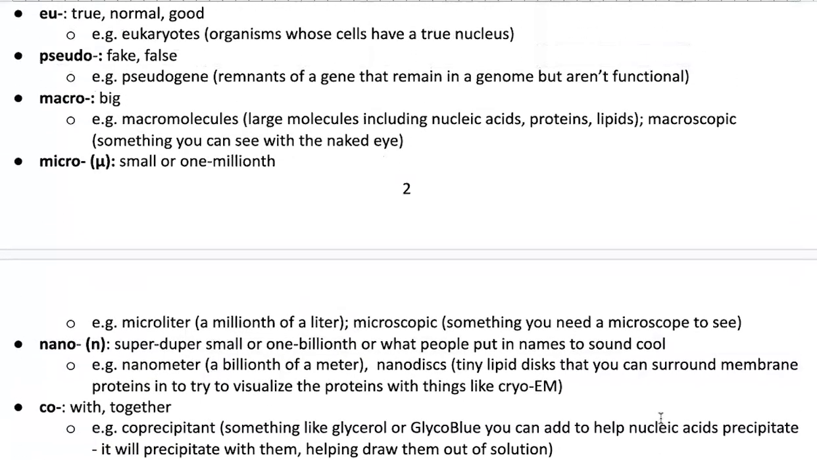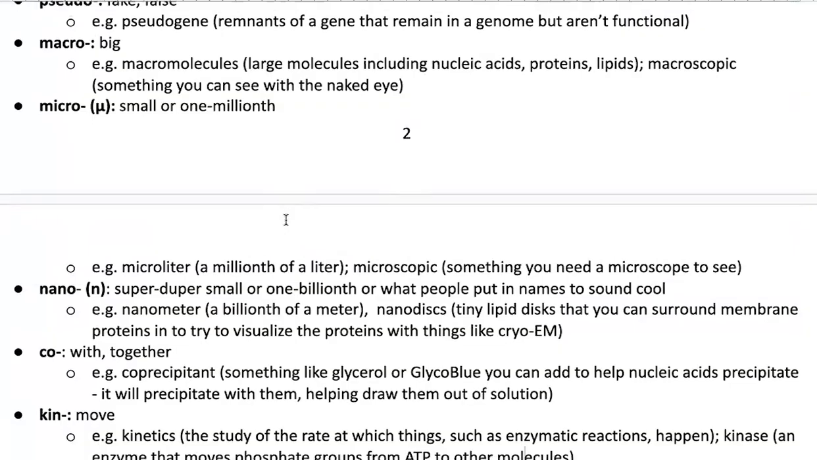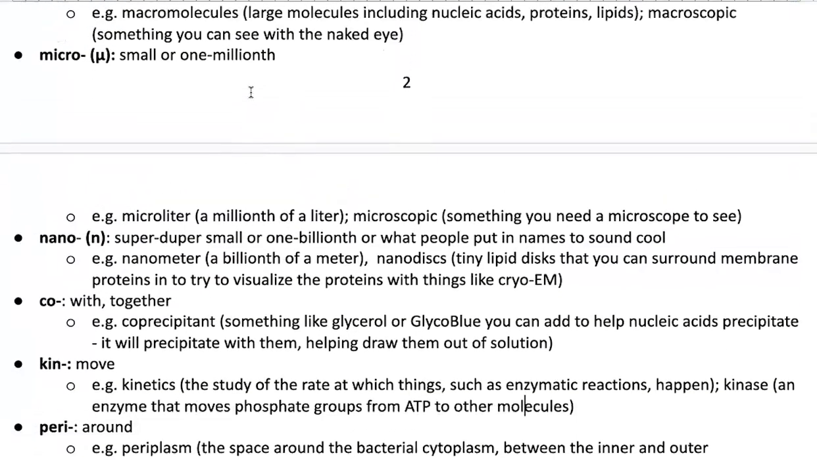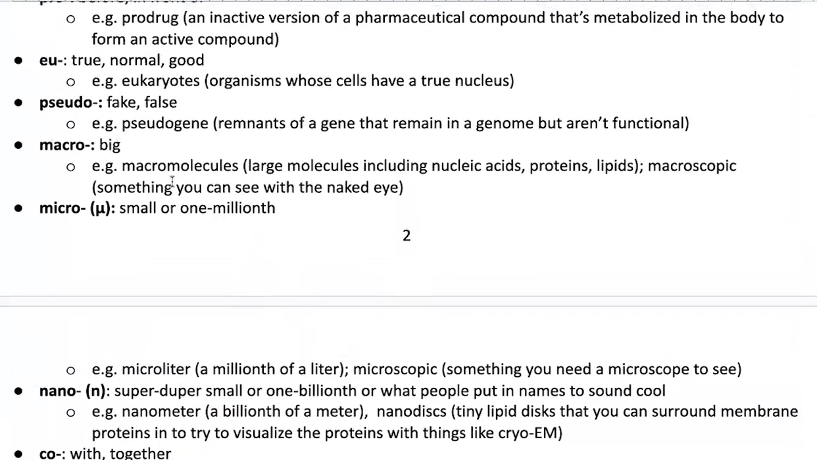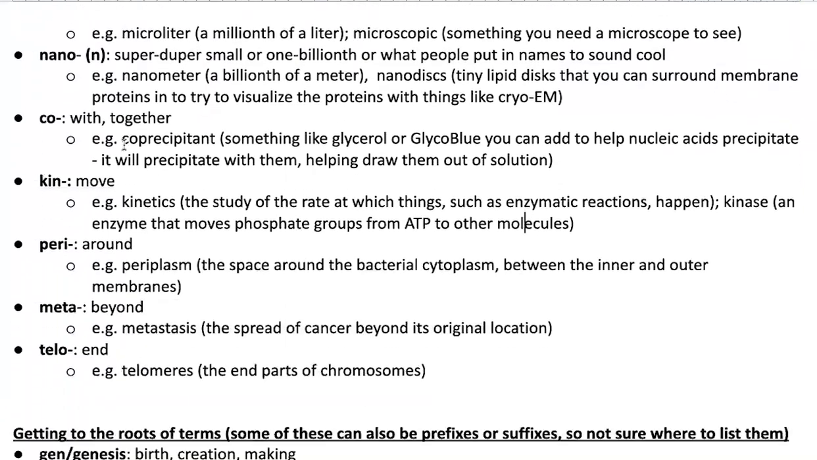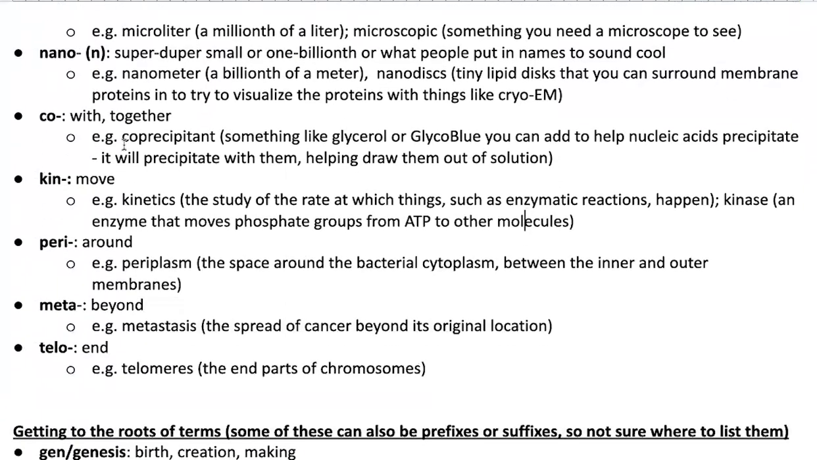Nano is smaller than micro. It's 1,000 times smaller in the metric sense. And micro and nano are smaller than macro, and macro means big and kind of seeable. And if we're thinking about terms of macroscopic versus microscopic.